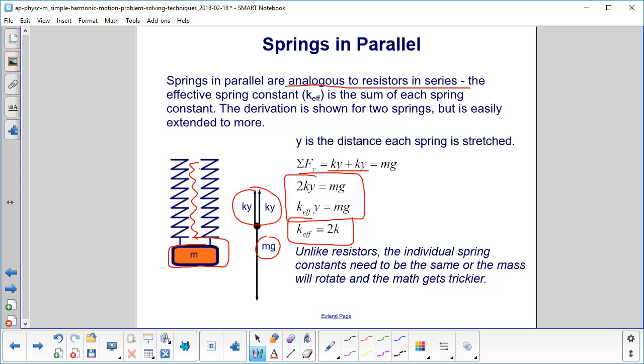And unlike resistors, the individual spring constants need to be the same, because if they're not, here's our mass. This will have a higher spring constant. It'll be stronger. This will be weaker, so it'll stretch more. So this thing will rotate, and it won't quite give us the right answer. So when we put springs in parallel, we need them to have the same spring constant, and we just add the two to find the effective spring constant.